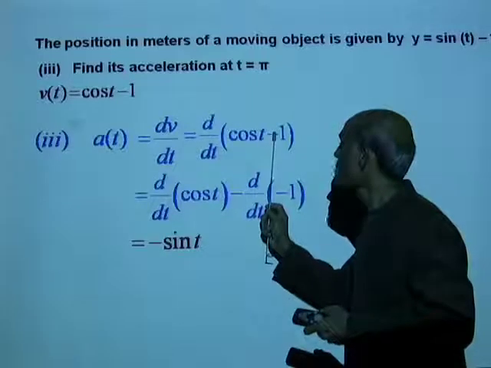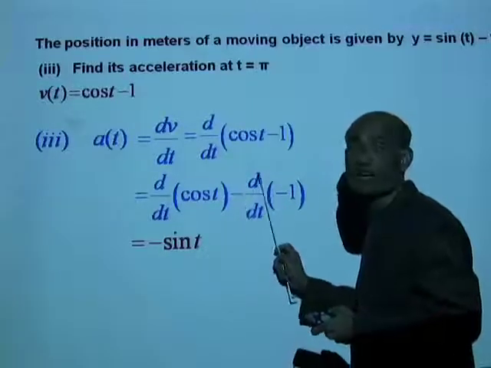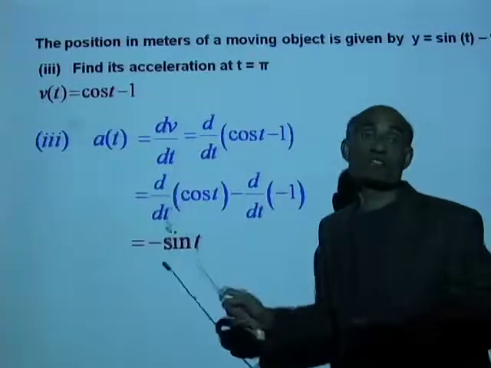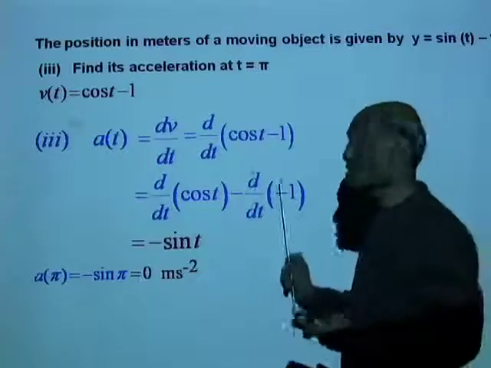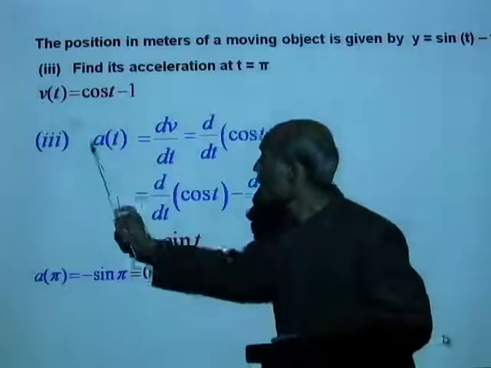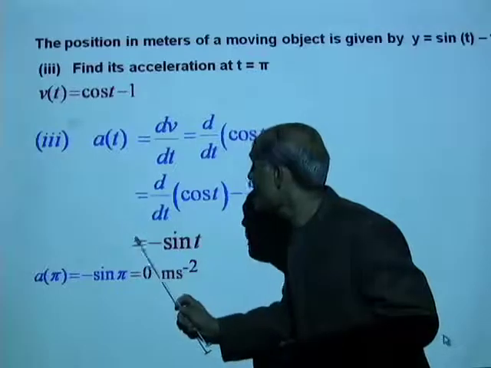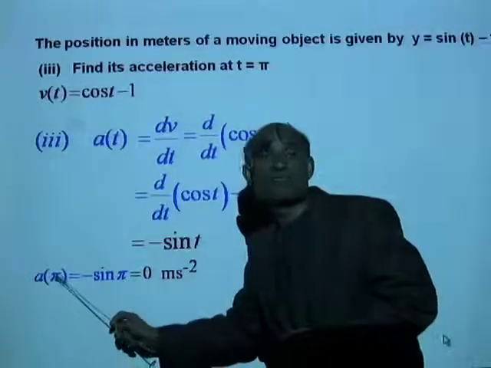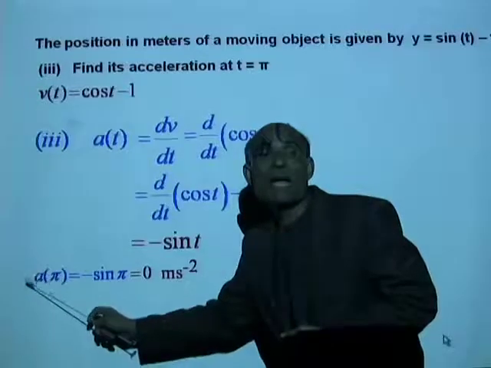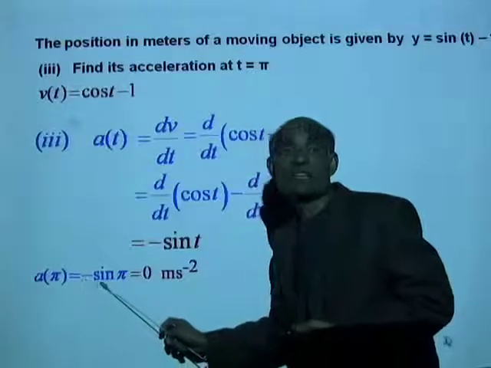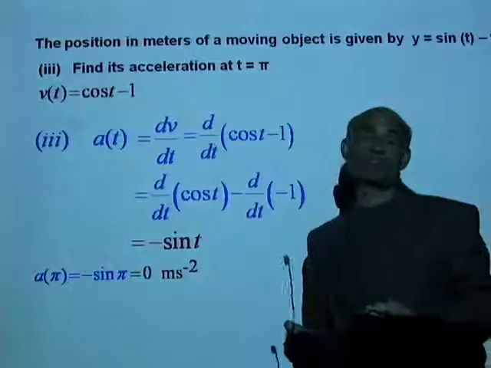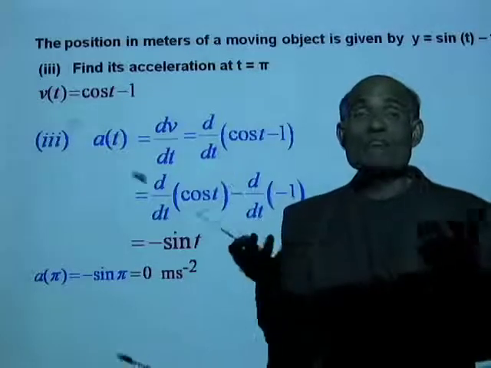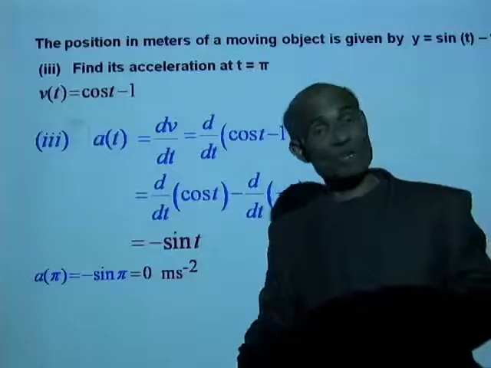Actually, if you notice here, that negative I have already used here. So I must say d by dt of 1. d by dt of a constant is 0. Therefore, there is nothing left there. So the acceleration function a of t is negative sine t. And what is its value when t equal to pi? a of pi is negative sine pi equal to 0 meter per second squared. At that time, the object has no acceleration. That's what it means.